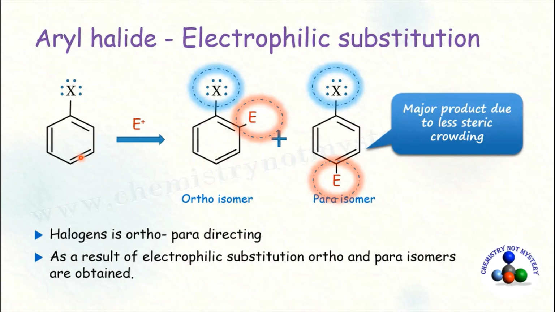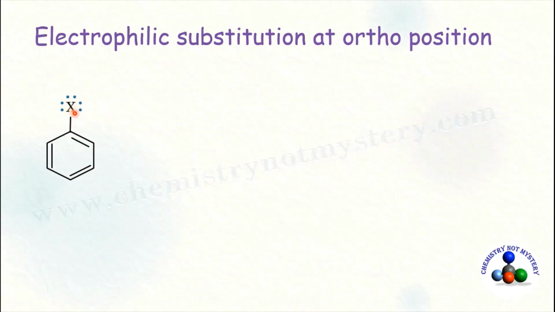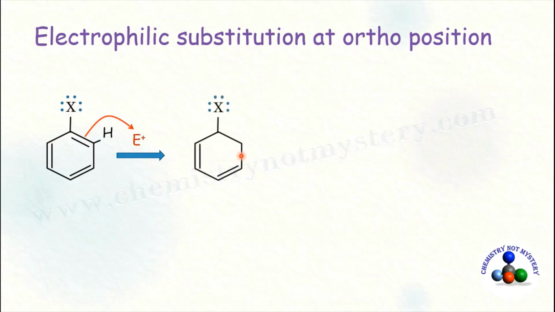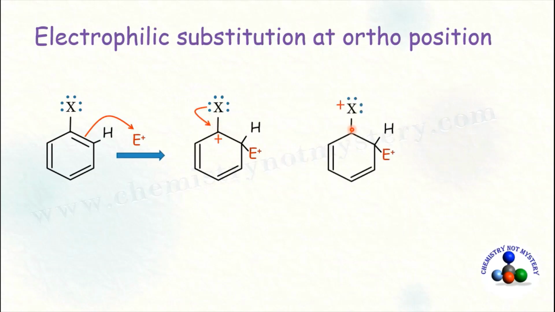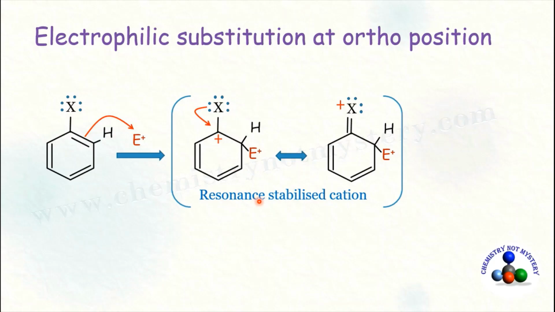Now let's try to understand the role of halogen when electrophile get attached to ortho position. When aryl halide react with electrophile, electrophile get attached to ortho position, and as a result of it, positive charge is developed over the carbon that is bonded to halogen. Halogen has lone pair of electron, so it can donate electron density to benzene ring through plus M effect. When it donates lone pair to the benzene ring, double bond is formed between carbon and halogen, and positive charge developed over halogen. So that's how formed carbocation is stabilized by the resonance effect of halogen.